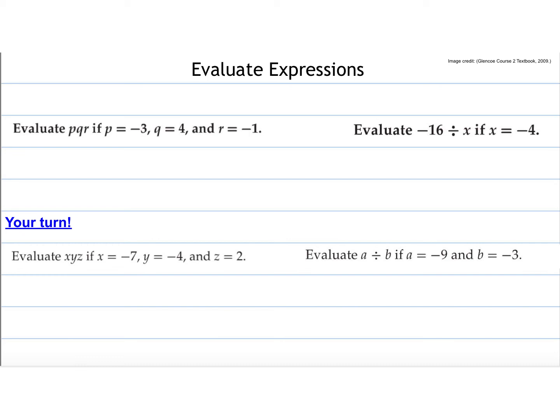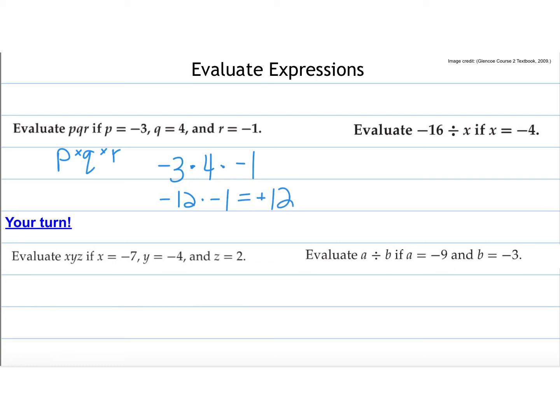Evaluate the expression. So that means we're going to plug the numbers into the problem and then solve from there. So we have PQR. So what that means, again, when they are combined like that, that means we are taking P times Q times R. So let's see. P is -3 times a +4 times a -1. 3 times 4 is 12, and a negative and a positive make a negative, times a -1. Well, 12 times 1 is 12, and a negative and a negative make a positive.